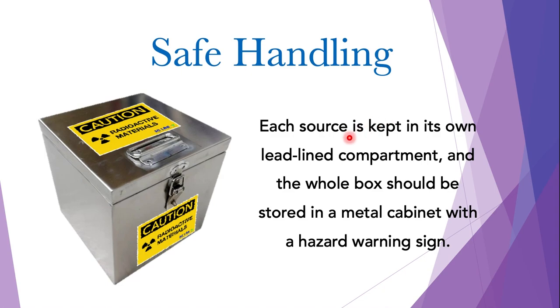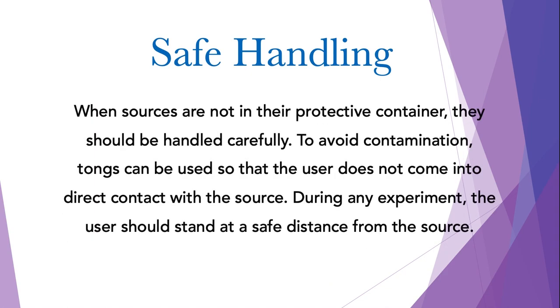So each source is kept in its own lead-lined compartment, and the whole box should be stored in a metal cabinet with a hazard warning sign so that nobody would open it. When sources are not in their protective container, that is when they are being experimented on, they should be handled very carefully. To avoid contamination, tongs can be used so that the user does not come into direct contact with the source. During any experiment, the user should stand at a safe distance from the source.